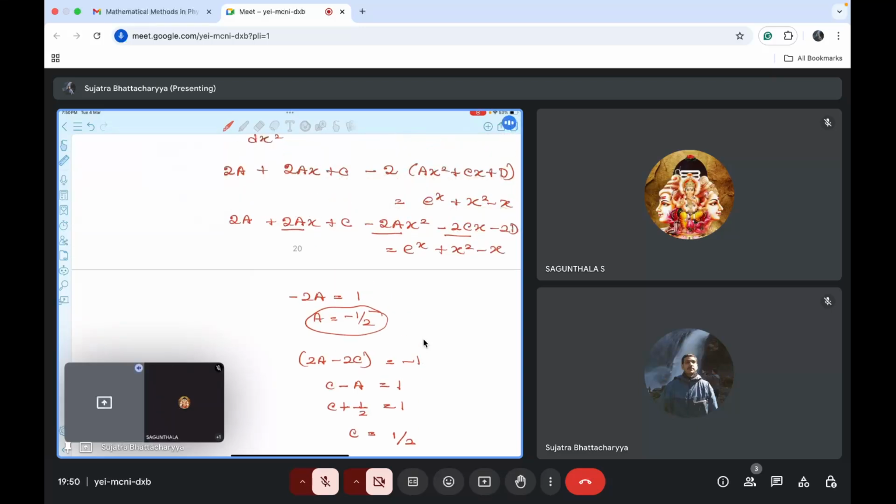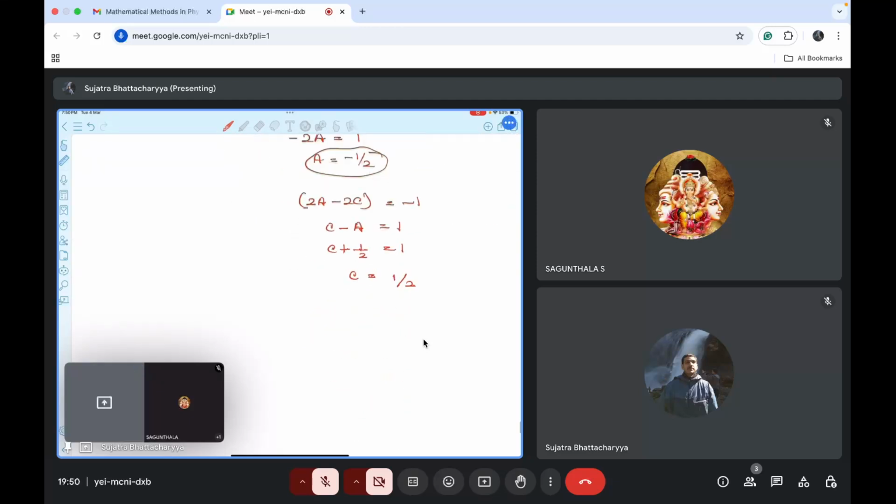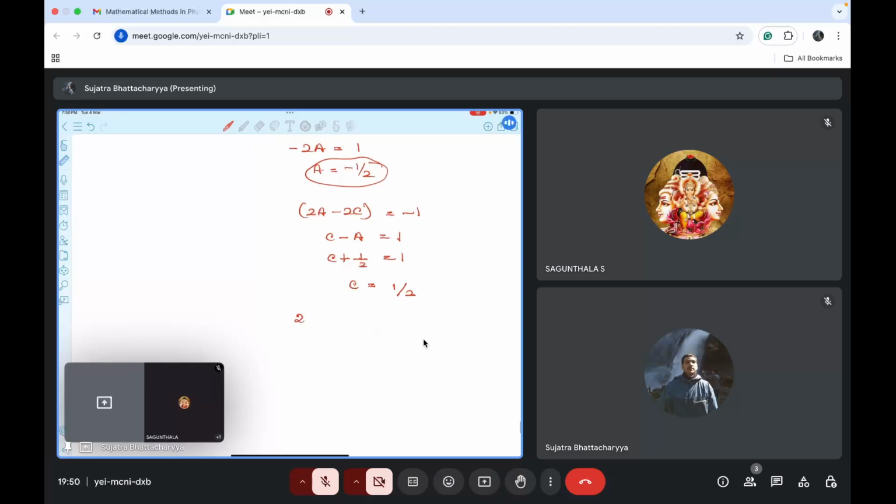Let's see another one. So the constant part is 0. So 2a, c and minus 2b is there. So it will be 2a. Okay. So it's 2a plus c minus 2d is equal to 0, I think. So it will be 2 into minus half, which is minus 1. This is half minus 2d is equal to 0.